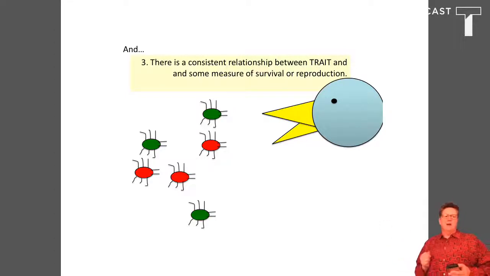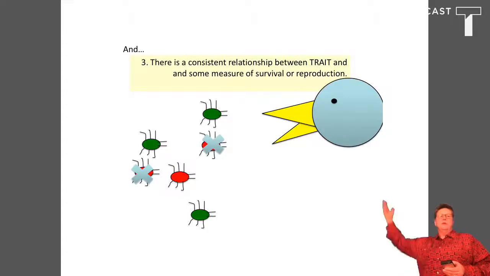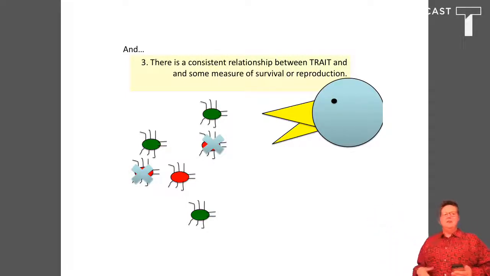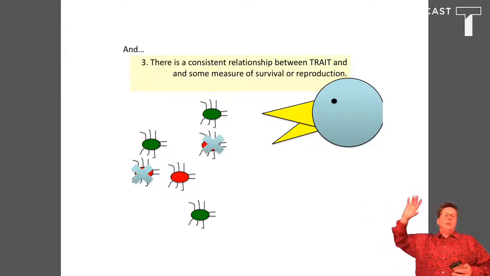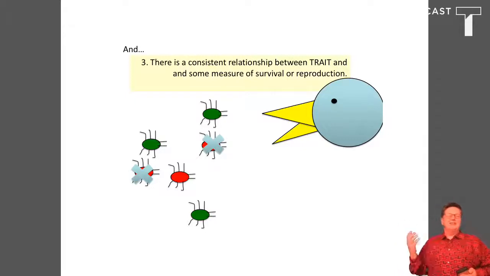So who's going to survive better? In this case, the red ones are going to get eaten, or at least some of them. Maybe they don't all, but let's say 2 out of our 3 red ones get eaten. The green ones are the ones that survive. If you're the one that survives, you can also go on to reproduce, right? This is what I mean by the relationship between the trait, in this case having green or red color, and some measure of survival and/or reproduction. The trait being red makes you less likely to survive in this example.